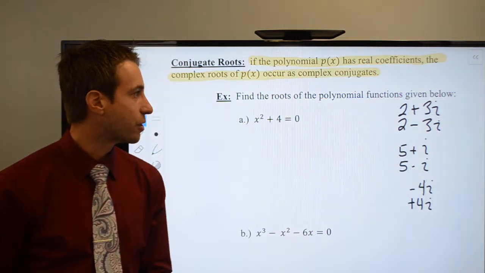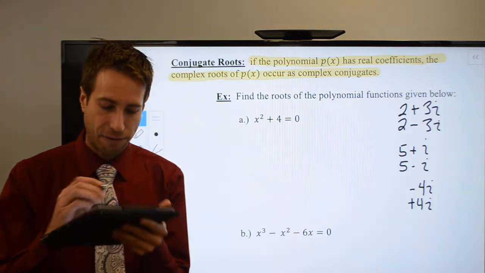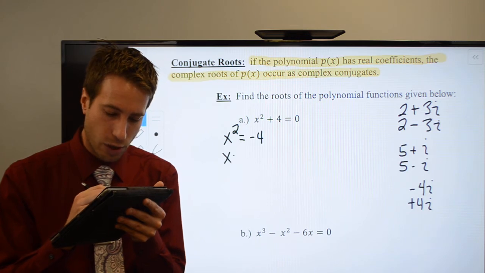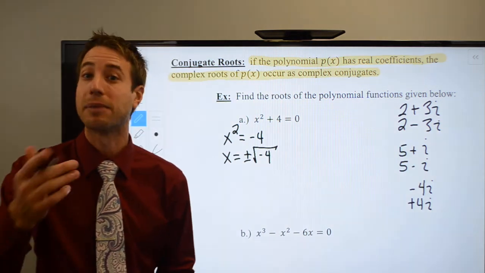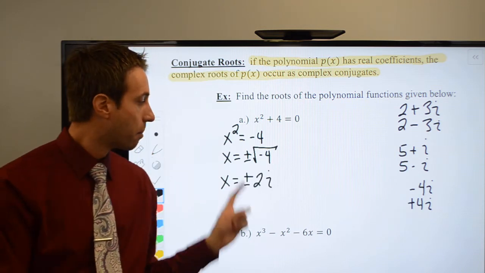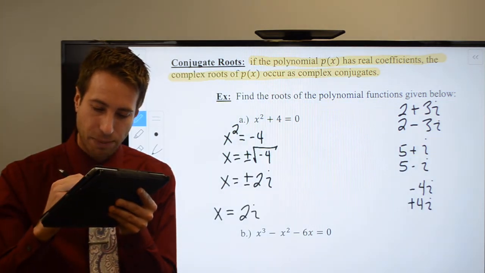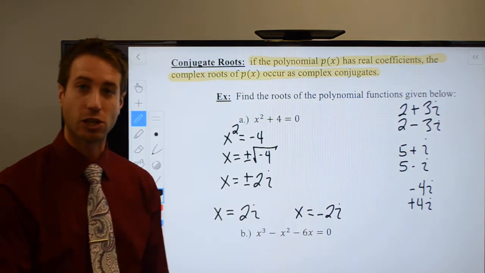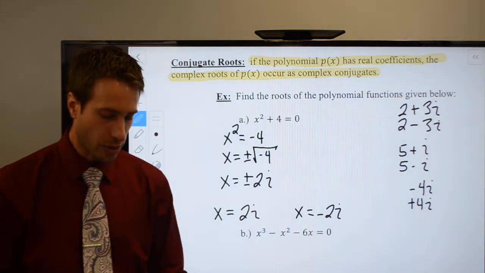Let's factor this first one to find our zeros. x squared plus 4 equals 0. We'll subtract that 4 to the other side, which means that x squared is equal to negative 4. Take the square root of both sides: plus or minus the square root of negative 4. I'm going to pull the square root of negative 1 out, and I'm going to get i. The square root of 4, of course, is 2, so I wind up with plus 2i and minus 2i as my zeros. Right there you see an example of imaginary or complex solutions showing up as conjugate pairs. Plus 2i, minus 2i. Those are complex conjugates. All right, let's do another one.